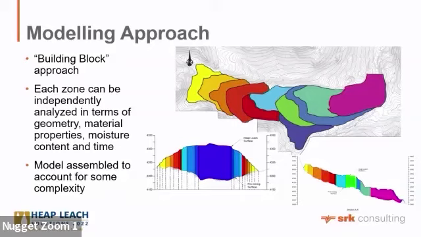As you will see in my next few slides, some simplifications had to be made. For example, we are assuming that all flow is vertical. We know that's not necessarily true. We didn't account for any perched water tables or any of that complexity.